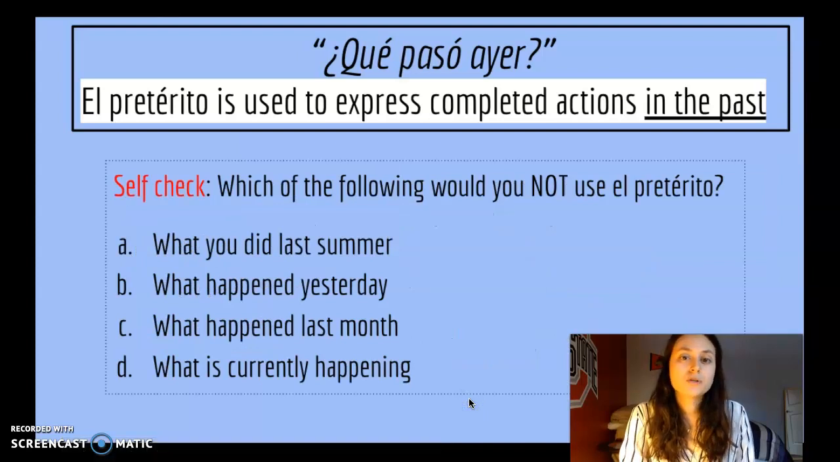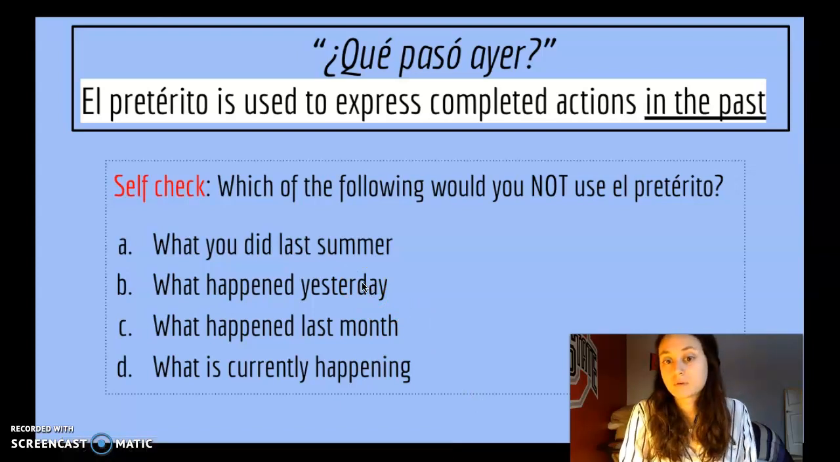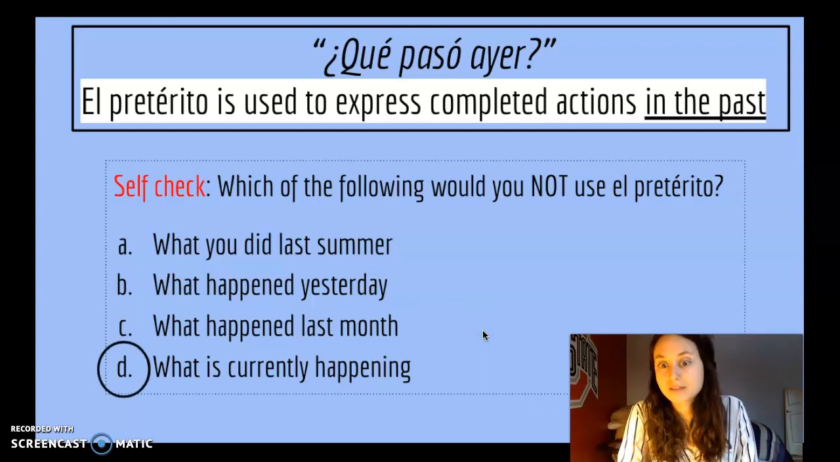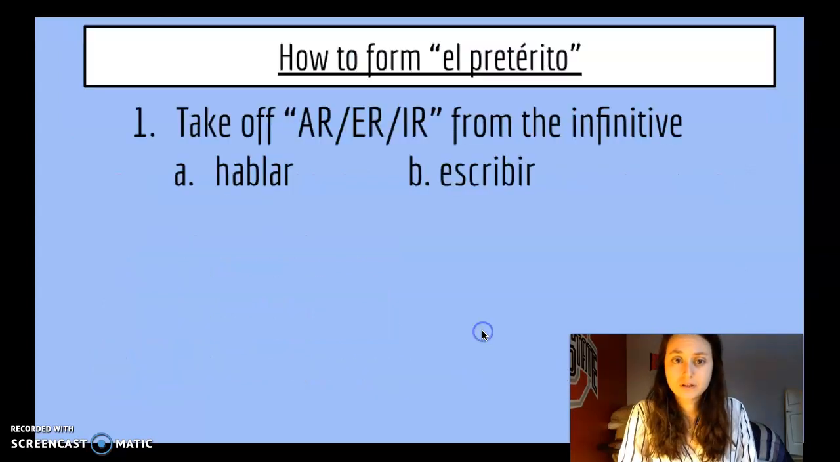Self-check. Which of the following would not use el pretérito? What you did last summer, what happened yesterday, what happened last month, or what is currently happening? Think you know the answer? It is D, what is currently happening, because that would obviously use el presente progresivo, which we learned in January. So the preterite's the past. It's the completed stuff in the past. Okay.